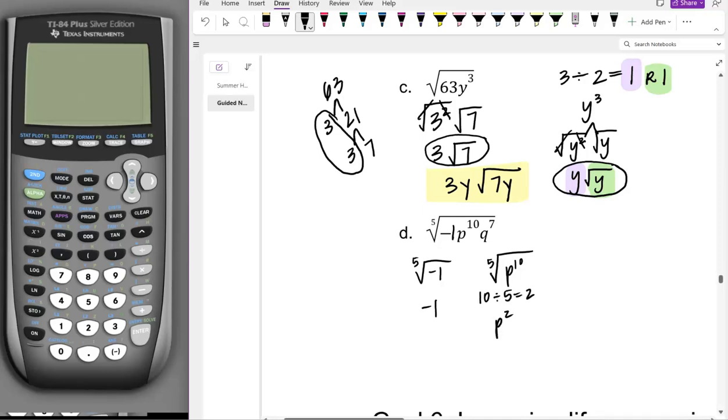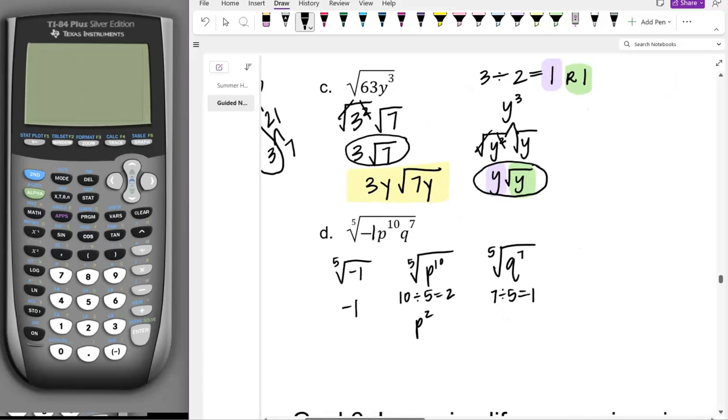So I know that's p squared. And then the fifth root of q to the 7th, when I divide 7 by 5, I get 1 with a remainder of 2. So I know that one factor of q can come out, and I am left with 2 factors of q under the root. Similar to the last problem, the whole number part tells you the number of factors that can come out. The remainder tells you the number of factors that have to stay under the root.